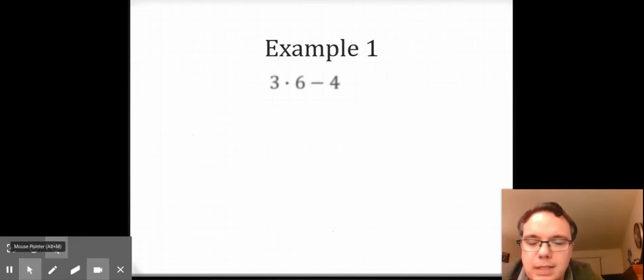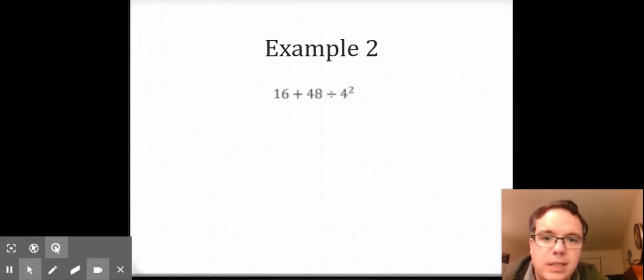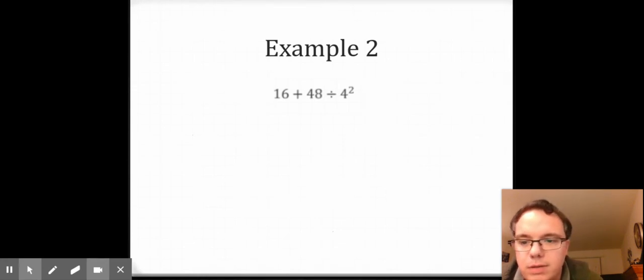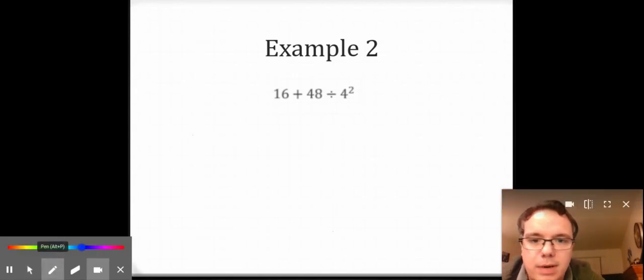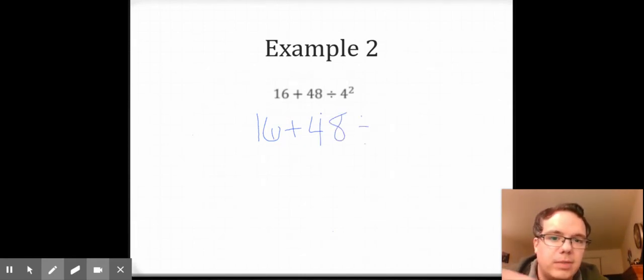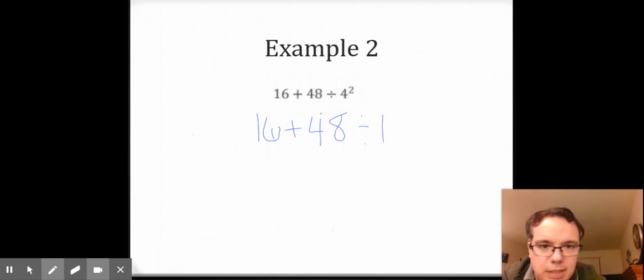All right, next example is 16 plus 48 divided by 4 squared. Are there any grouping symbols? No, there are not. So we don't have to do any grouping symbols. Are there any exponents? Yes, we have a 4 squared. So we're going to do that first. So we're going to rewrite the entire problem. So 16 plus 48 divided by, and then 4 squared means to take 4 times 4, which is 16.